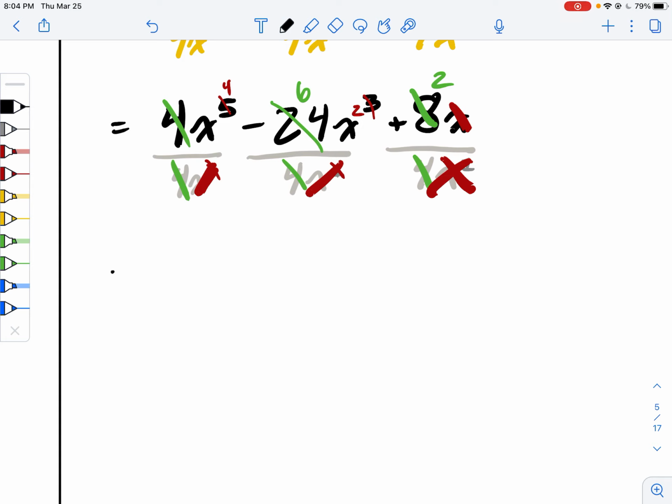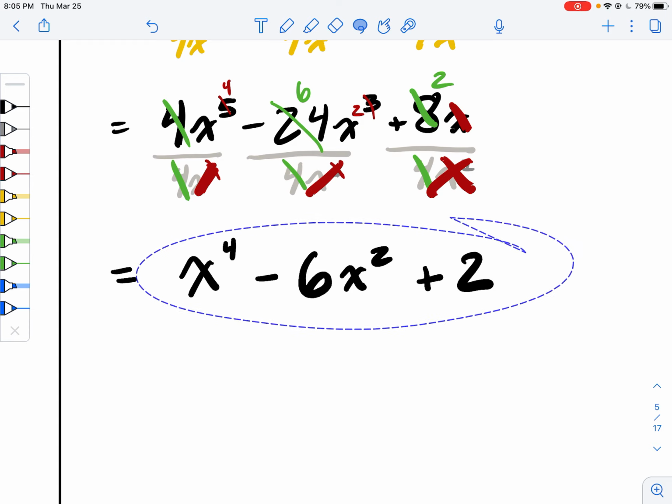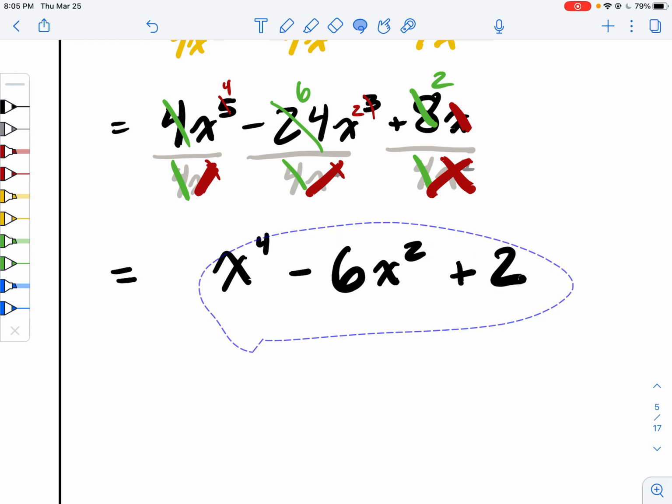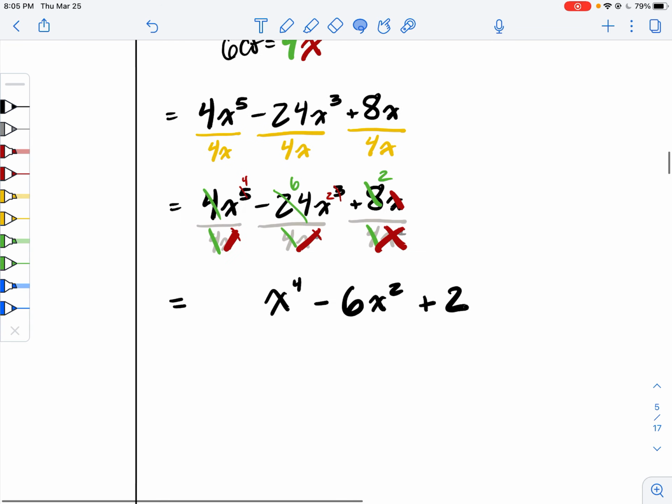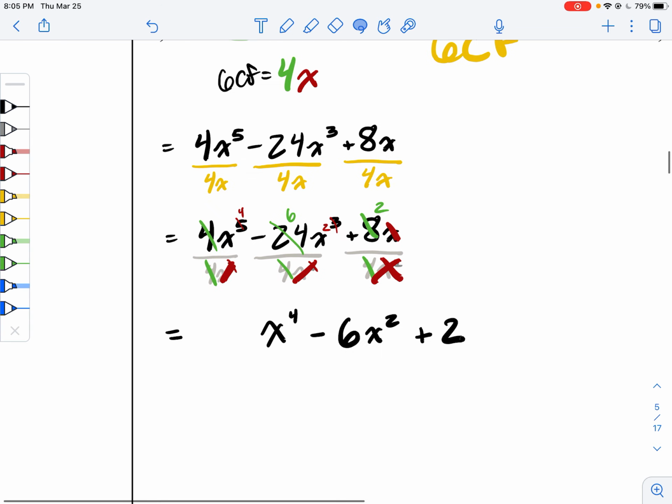So let's clean it up without all the stuff that's been scratched out. We start out with x to the 4th minus 6x squared plus 2. Now we did factor out our 4x, so we're going to move him out to the front up here like that.